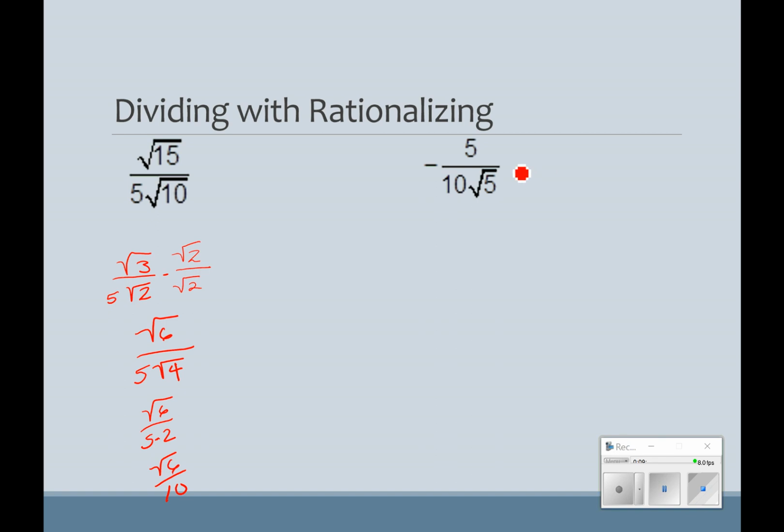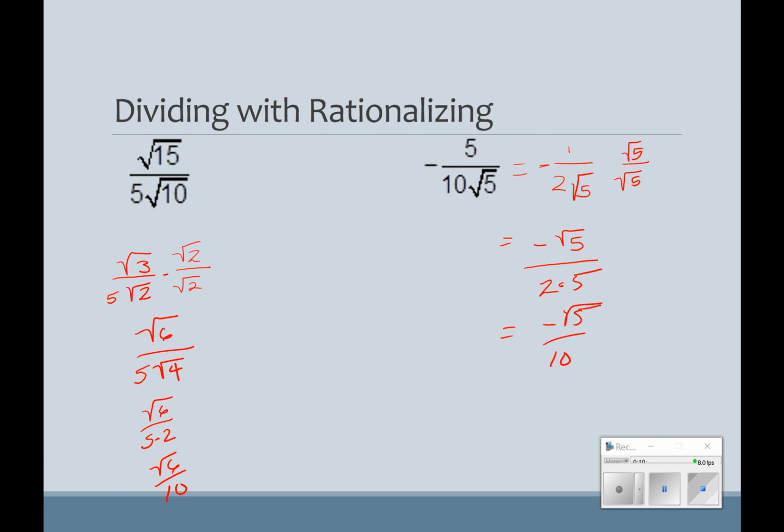Here, our negative 5 over 10 reduces to negative 1/2. And then we have the square root of 5 on the bottom. So we're going to rationalize by multiplying by the square root of 5 over the square root of 5. So I'm going to get negative root 5 on the top. Square root of 5 times the square root of 5 is 5. So 2 times 5, which again is 10. So I get negative root 5 over 10.